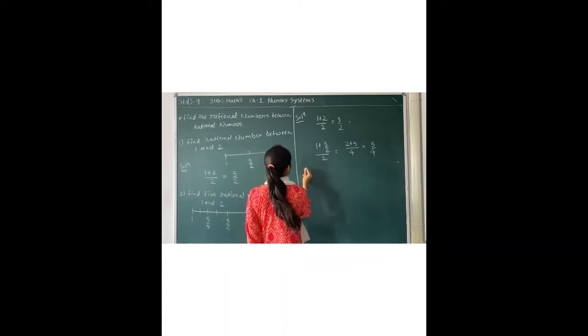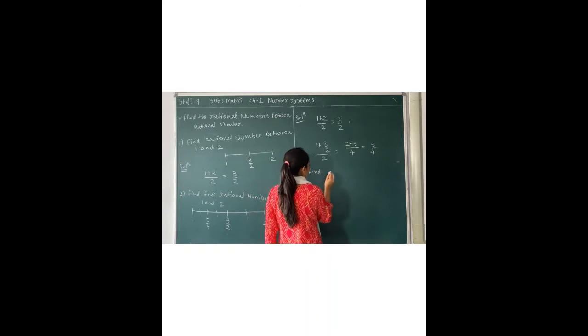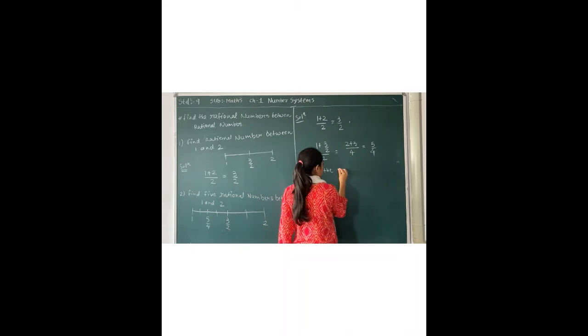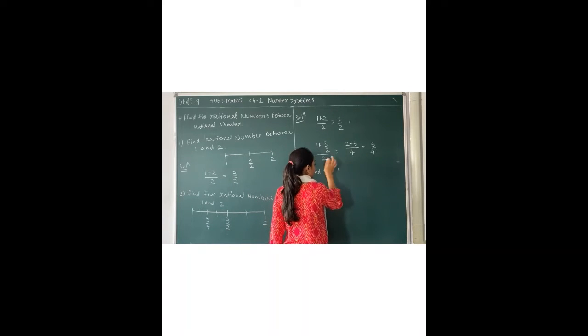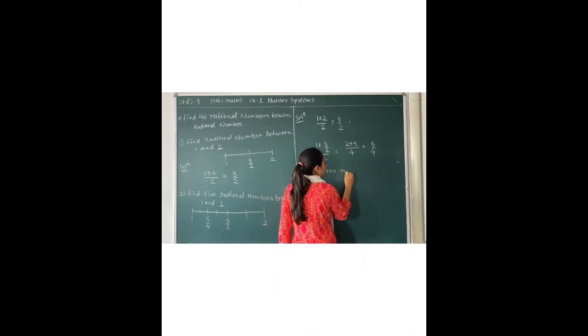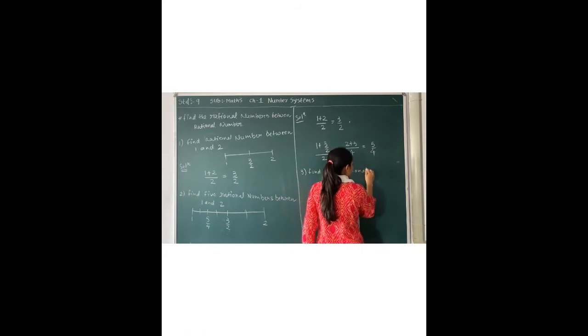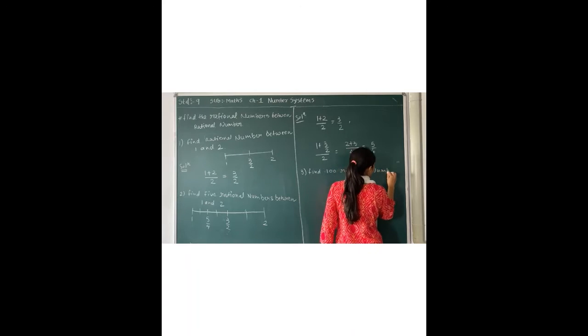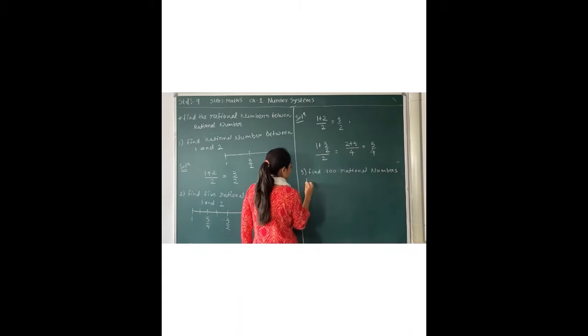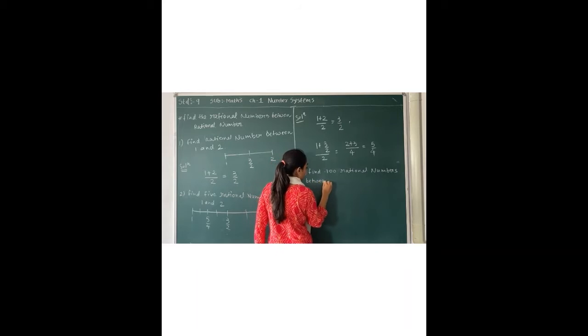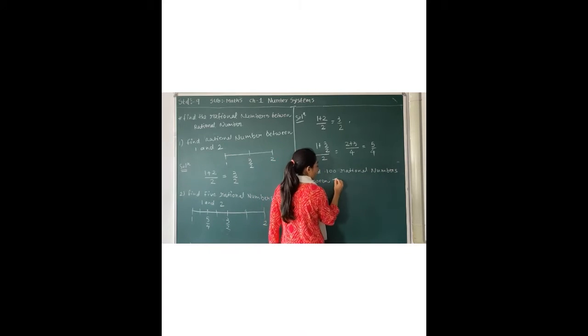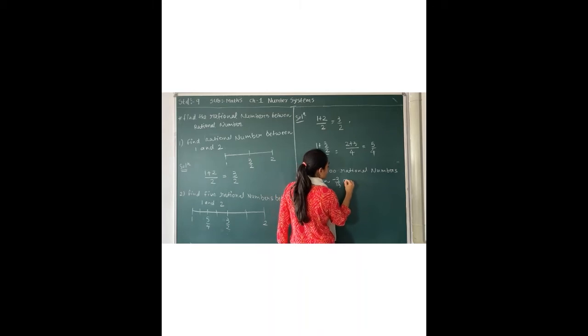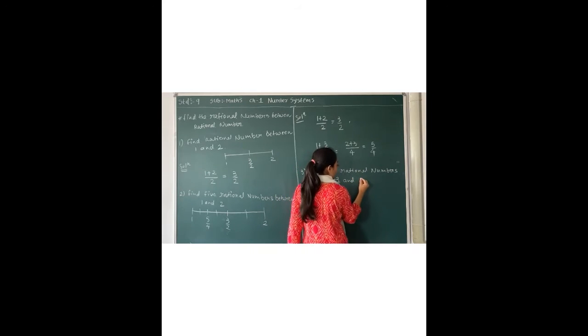Now, the next question. Find, or say insert, 100 rational numbers between minus 3 by 30 and 9 by 30.